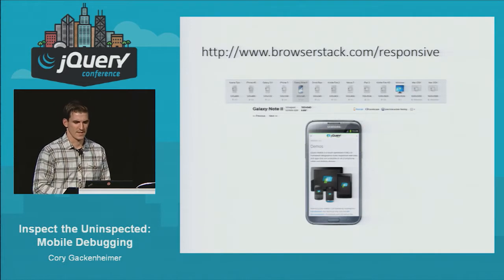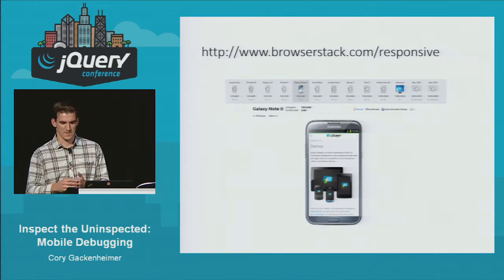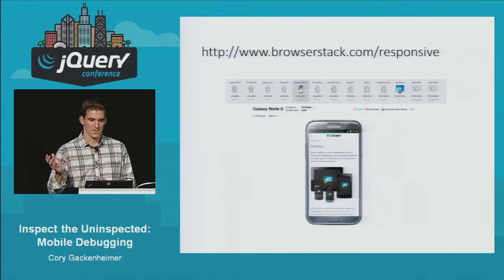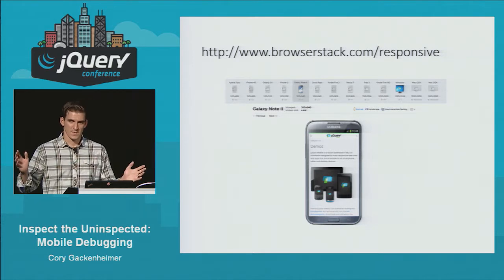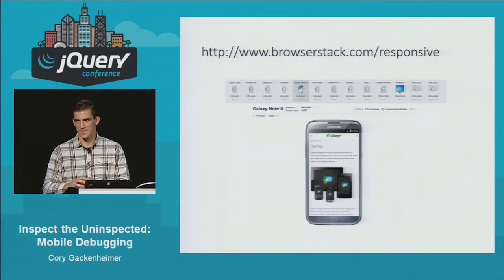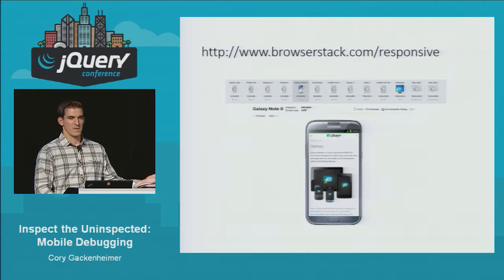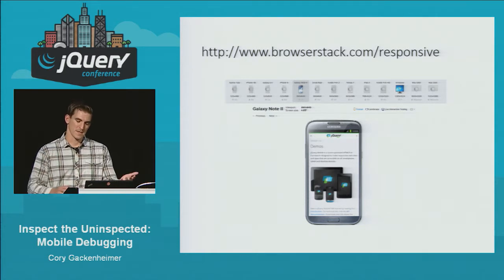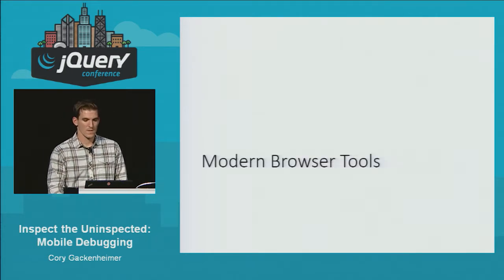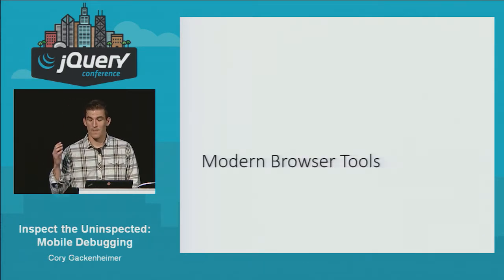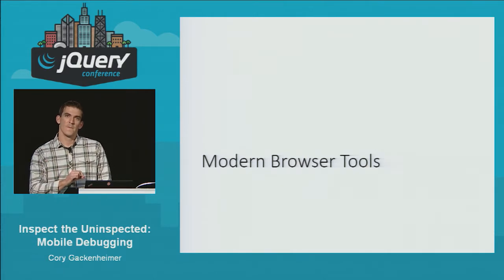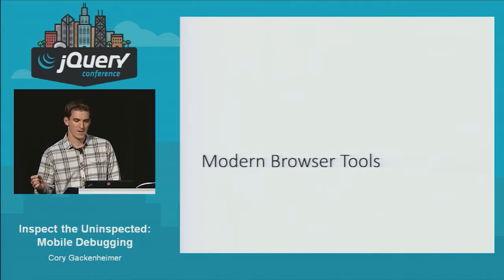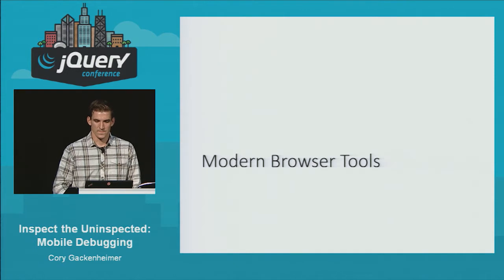Also, you can get images of various devices using Browser Stack. Just go there, put in your URL, and it gives you a bunch of snapshots. So this is a first step to get an idea of what your web page looks like on mobile. Many of you probably already know what it looks like on mobile, but even if you don't have a mobile-specific site, these are very useful. So then let's talk about modern browser tools and how you can use them for mobile.